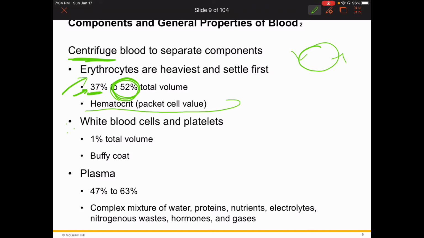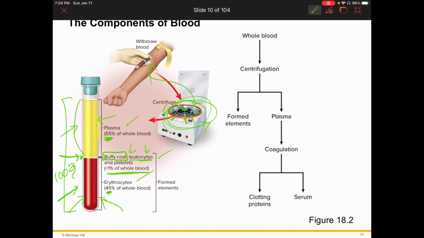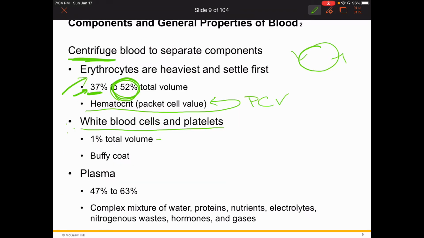So when we look at a hematocrit, we're actually talking about this thing called the packed cell value. So you might see PCV, right? That would be the same terminology. White blood cells and platelets, as we saw, end up in the middle, right? So they are right here in that puffy buffy coat. They should be a little bit less than around 1% of the total volume of the container. And like we said, it's a puffy coat.